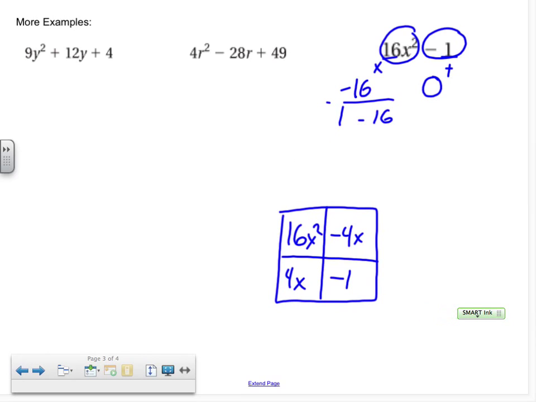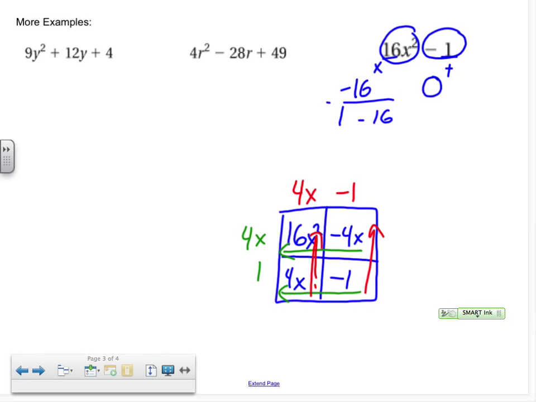And then we'll do our left and rights. What do 4x and negative 1 have in common? 1. What do 16x squared and 4x have in common? And that's 4x. We will look up. What do negative 4x and negative 1 have in common? Negative 1. And what do 16x squared and 4x have in common? They have 4x in common.